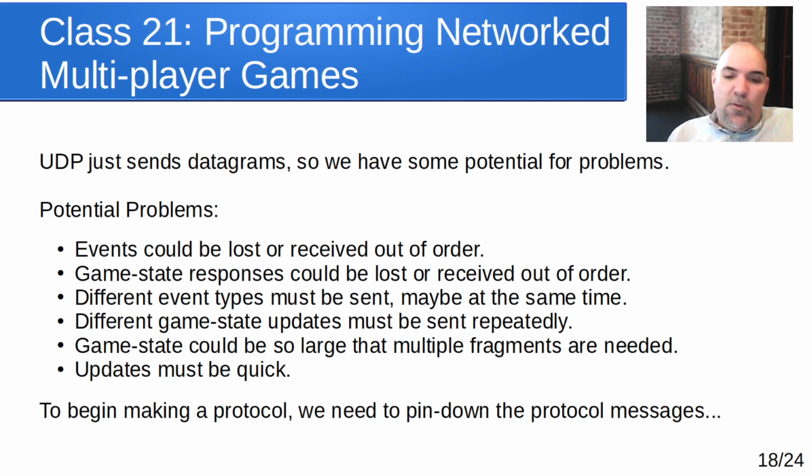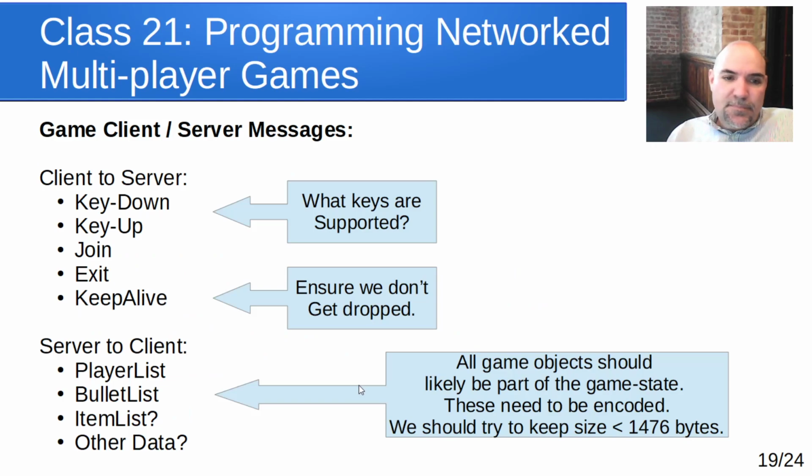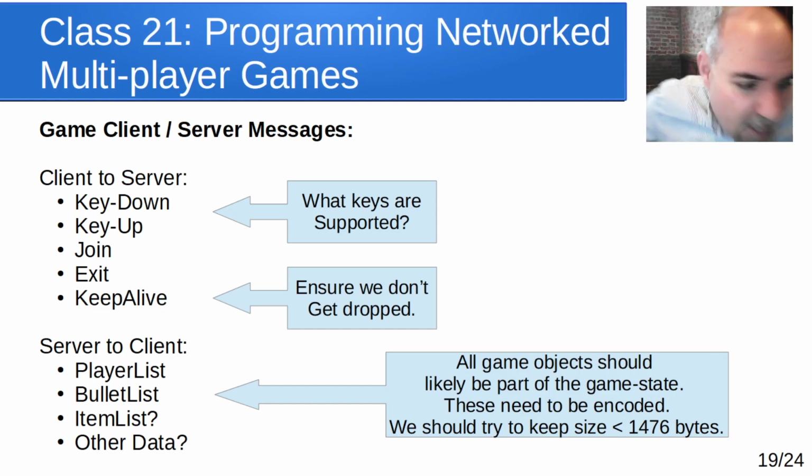So to start down a protocol, we need to figure out what messages need to be sent. And here's what I would suggest. From client to server, we need a way to send the events of the client, the player. What keys did they press? What keys did they release? Are they joining? Are they exiting? And a keep alive. Keep alive messages might be sent periodically on a timed basis to say, hey, I'm still here, I'm still here, I'm still here. That means that if they're not joining or exiting or pressing keys, you don't want the server to think that they're inactive and drop them. You want it to know that they're there. A keep alive message doesn't really have any effect on the game, but it's a way to keep your client connected.